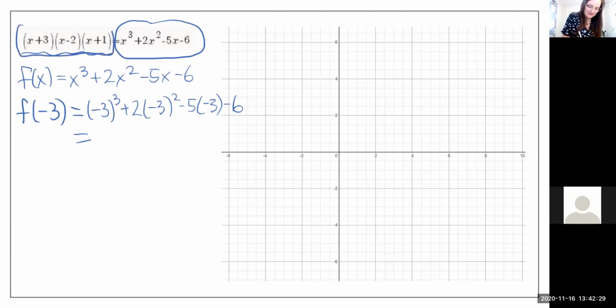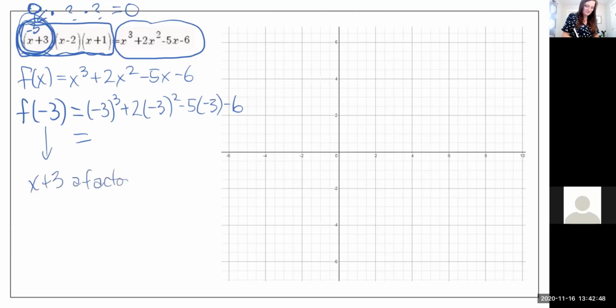Based on the fact that if this is true here, then if I put it in here, this would give me 0, and 0 times anything should be 0. So this should be 0, which would make x plus 3 a factor, right? But let's just double check. We'd have -27, and then plus 2 times 9, which is 18, and then plus 15, and minus 6 is 0. So it does equal 0.